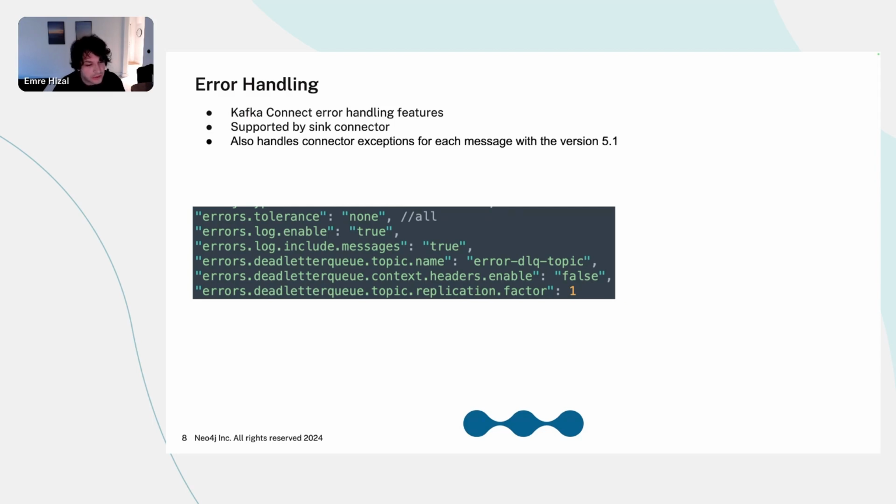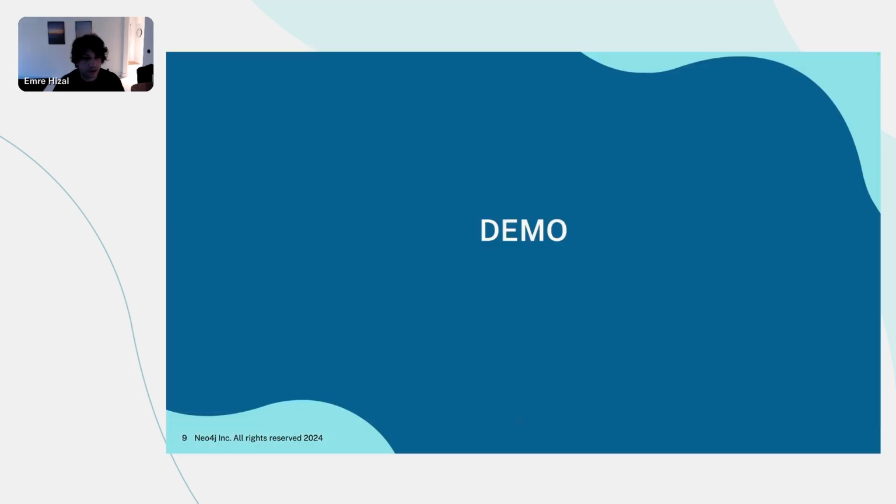We also have the Dead Letter Queue topic name configuration property. This is where we define our DLQ topic, and failing messages are going to be sent to this topic. We also have the context headers enabled configuration property, which adds some metadata about the error to the message header. And we also have topic replication factor. This depends on the production environment, but for this demo, I'm going to keep it as 1. And yeah, let's jump into the demo.